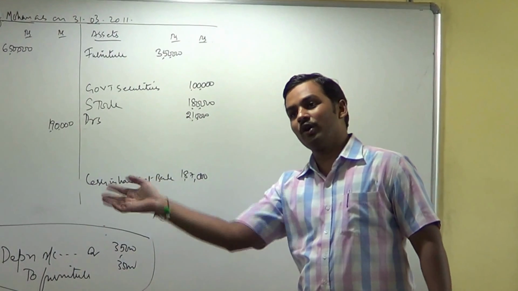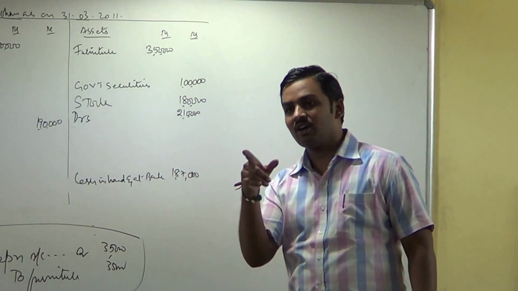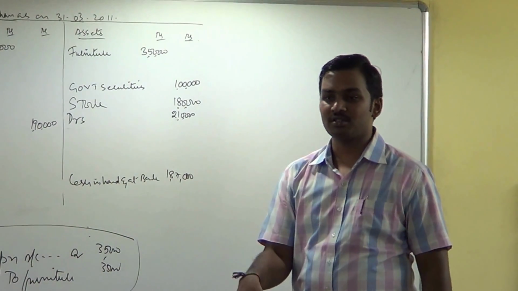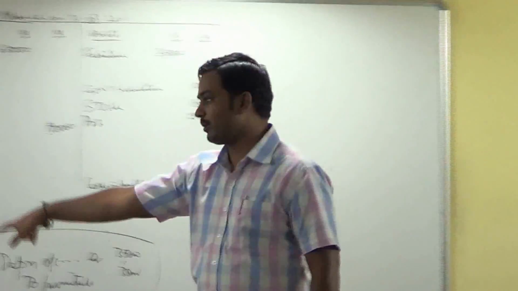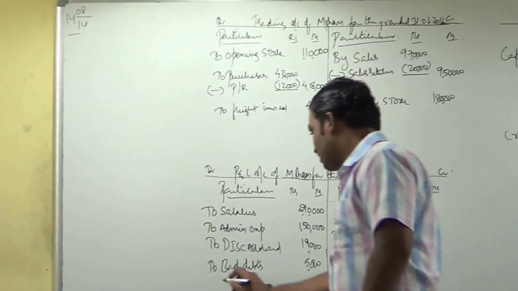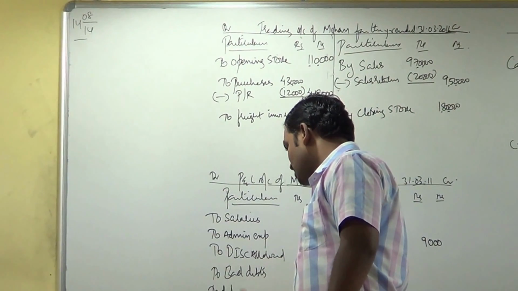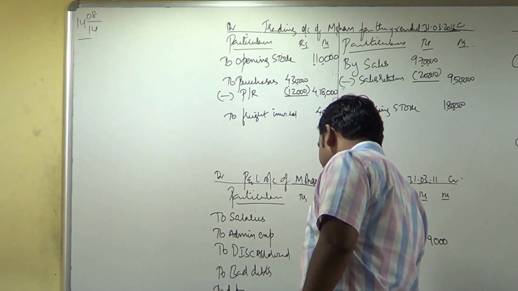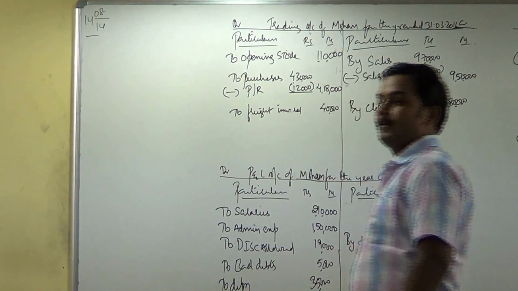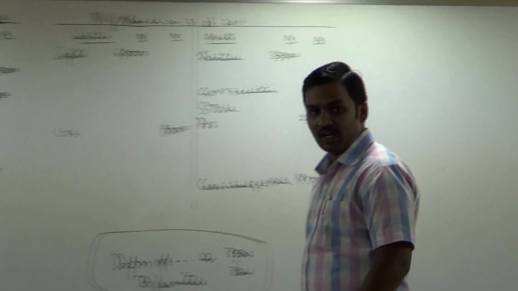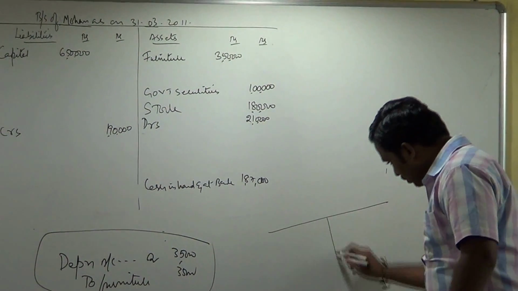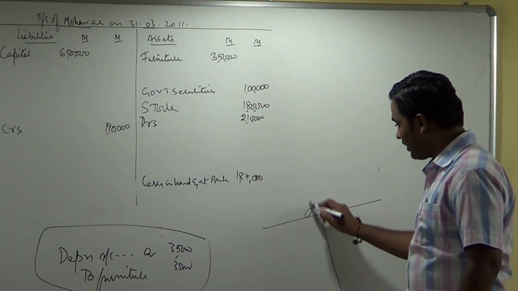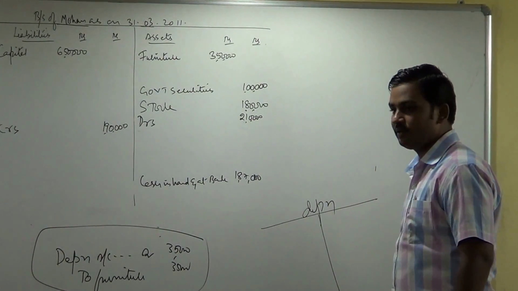Can you keep that account going? It is a nominal account. It has to be closed by transferring it to the profit and loss account. So you have to show depreciation in the profit and loss account. You write to depreciation. So because of this entry, in the background, a new account called the depreciation account will be opened.